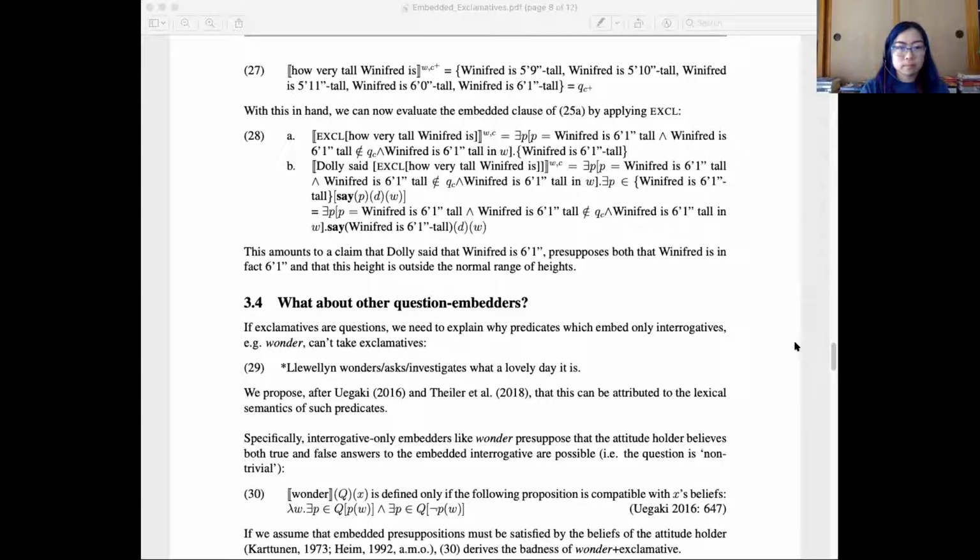When we put this under the verb say, the presupposition remains just as it is, but say contributes existential quantification over propositions in the set containing just one proposition, that Winifred is 6'1". So what this amounts to at the end of the day is what we have in the final line of 28b. Again, the presupposition remains the same, but the asserted content is that Dolly said that Winifred is 6'1". So when all is said and done, we have a claim that Dolly said that Winifred is 6'1", and a presupposition that Winifred is indeed 6'1", and that this height is somehow outside the normal range of heights in the discourse context.